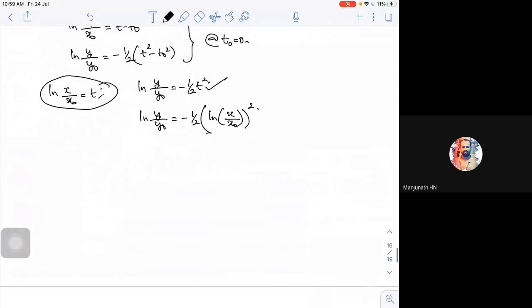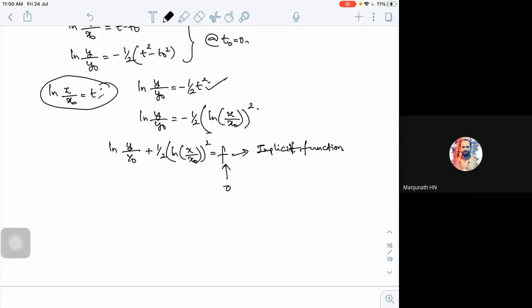Or I can write it as ln of y by y naught plus half into ln of x by x naught whole square is equal to some function, some implicit function, whatever it may be. And if I am able to tend this particular thing to 0, I can get the path line. This particular equation, if I set it in your MATLAB code, I can get the corresponding path line. I have to define it actually.